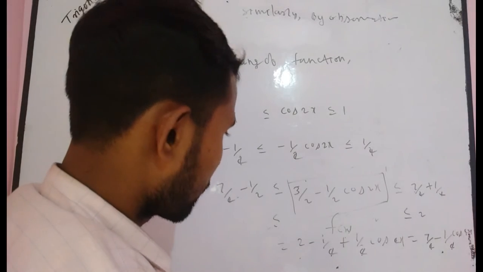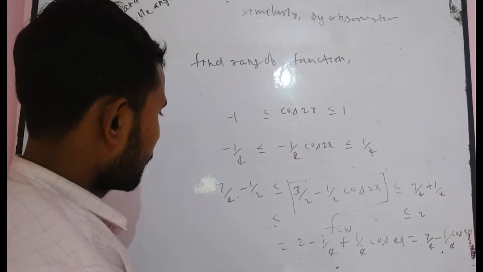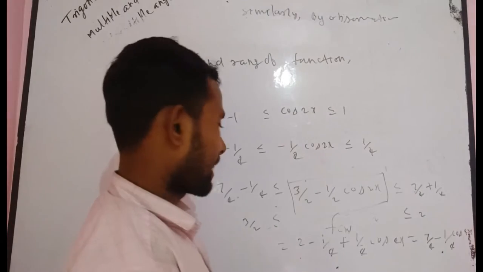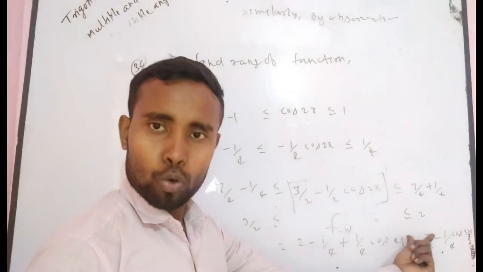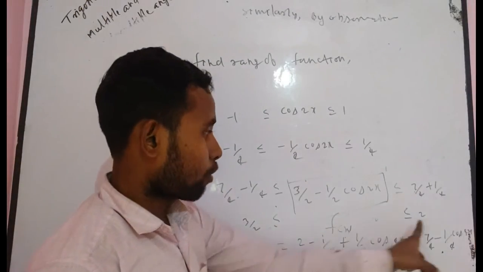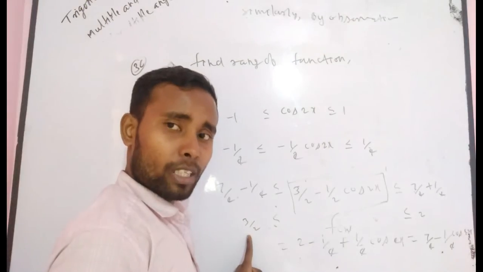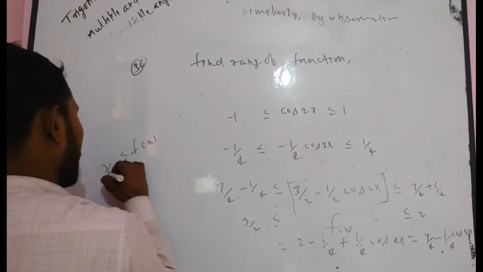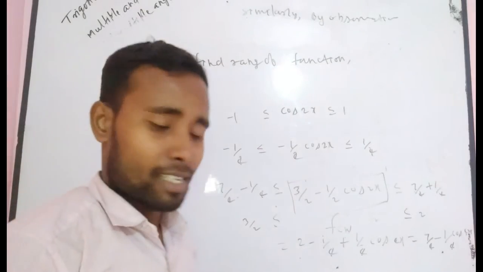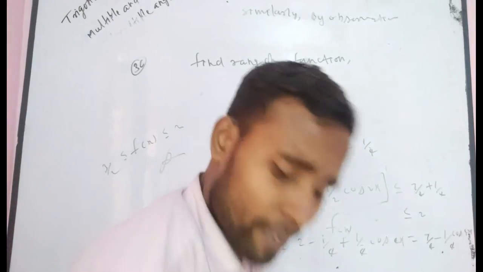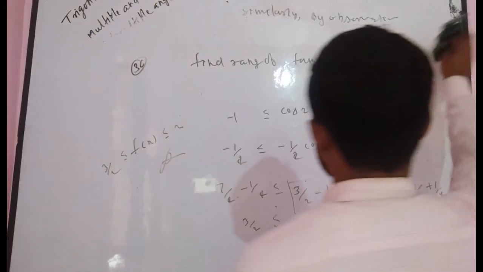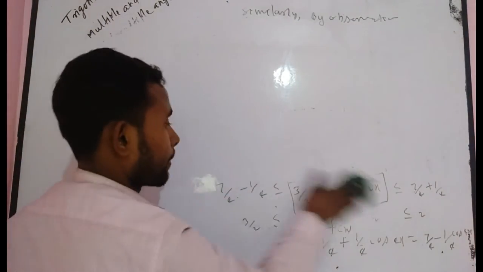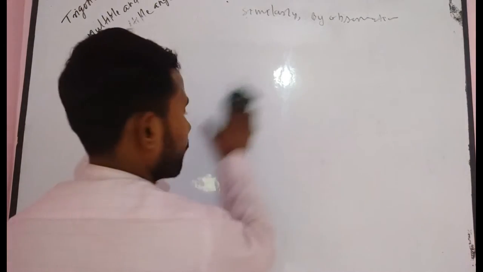7 by 4, and sorry, there should be 4. Now it becomes 3 by 2. So you can say that fx is greater than or equal to 3 by 2 but less than or equal to 2. So finally you can say that the maximum value of fx will be 2 and the minimum value of fx will be 3 by 2. This is your range. Range means which values the function can take in the defined domain. This is the range.